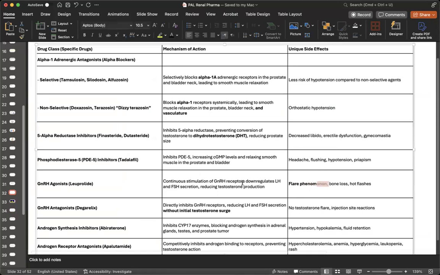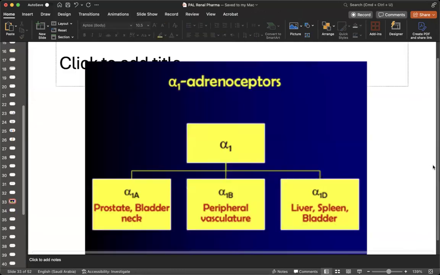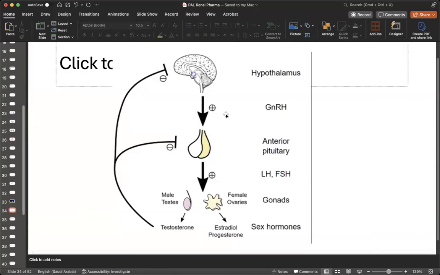Flare phenomenon. Why? Because you lead to an acute increase in these hormones. Okay, so that's leuprolide for you. Now, instead of continuously activating it, how about we just inhibit, we antagonize the receptor? We prevent GnRH from activating the anterior pituitary. Why don't we do that?